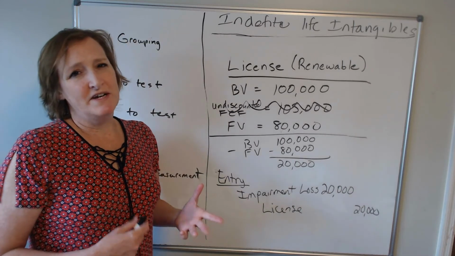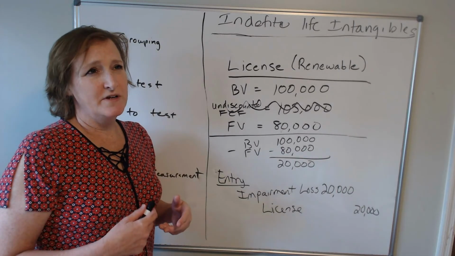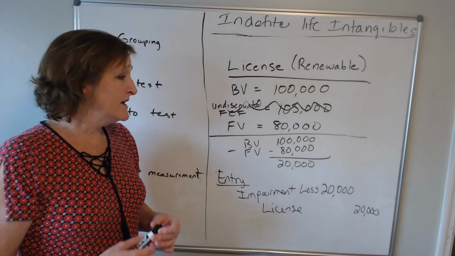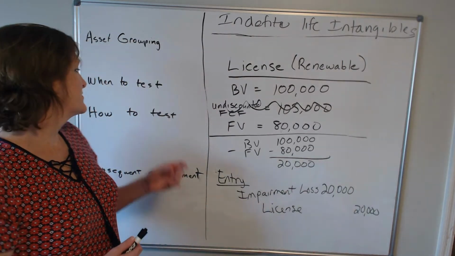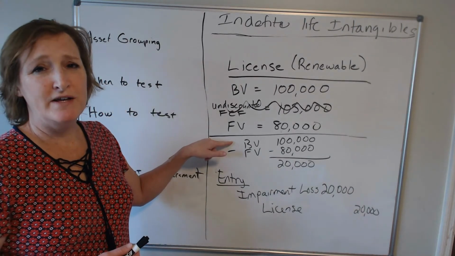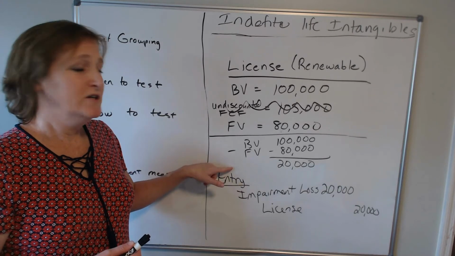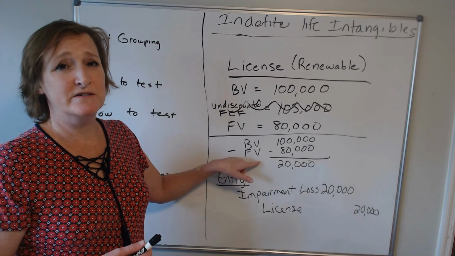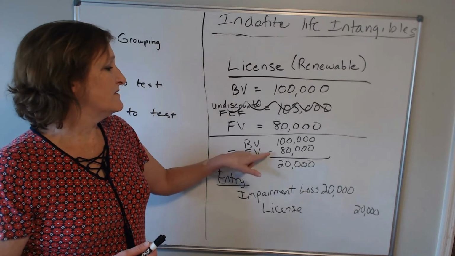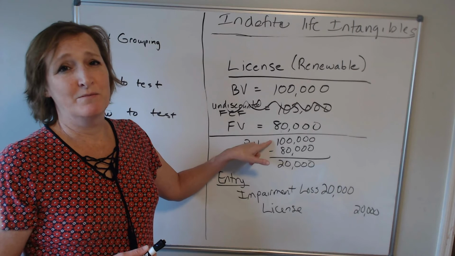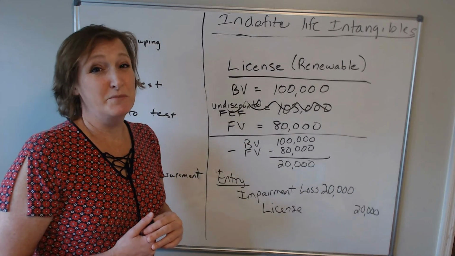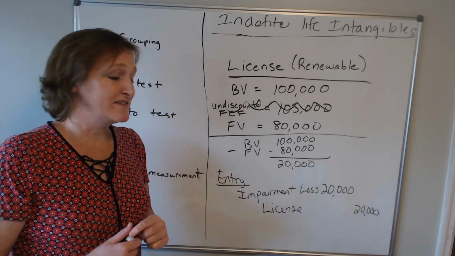So what we find out is that qualitative assessment has been done, and it looks like it's more likely than not that there's been an impairment. So we have to go to how to test. This is our actual test. Book value minus its fair value will give us our impairment. As long as this is positive, that's the amount that is impaired. So we can see that the book value is $20,000 more than what it's really worth in terms of fair value. It's overvalued on the books. So we have to do a journal entry to fix that.